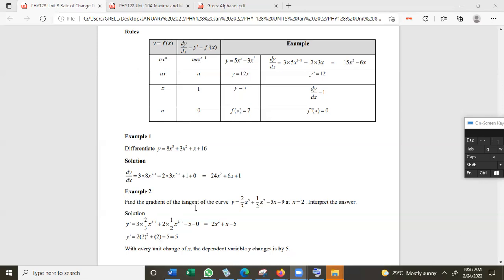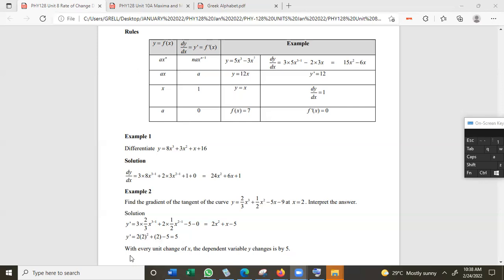Example 2, find the gradient of the tangent of the curve y is equal to 2 over 3 x cubed plus a half x squared minus 5x minus 9 at x equal to 2. So here now, after you have differentiated, applying this rule, you have the gradient function. Here it is. You can calculate the gradient at any point on the curve. So here the question says, what is the gradient when x is equal to 2? The gradient is 5, because you substitute 2 into the gradient function to get the gradient at that point, x equal to 2.